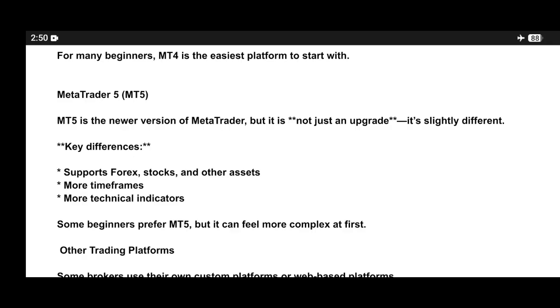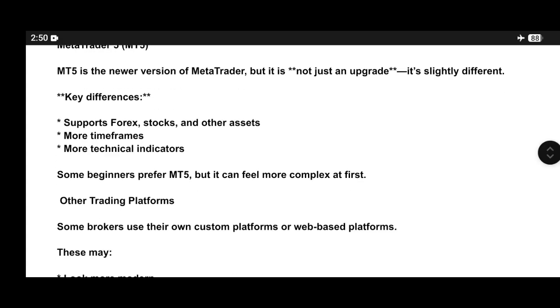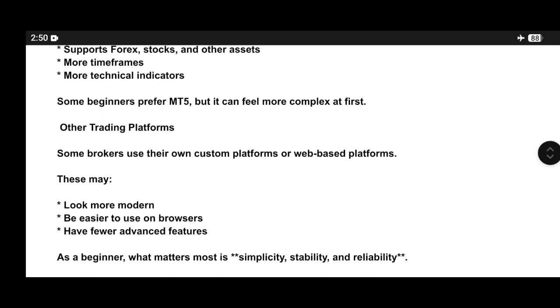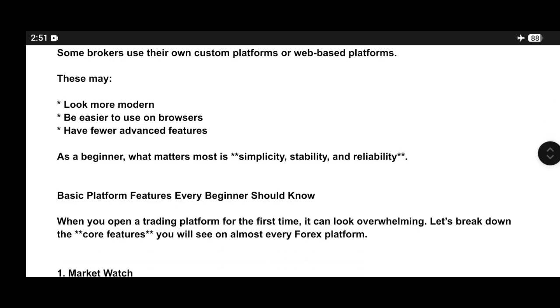Some beginners prefer MT5, but it can feel more complex at first. Other trading platforms: some brokers use their own custom platform or web-based platform. This may look more modern and be easier to use on a browser, but has fewer advanced features. As a beginner, what matters the most is simplicity, stability, and reliability. Are you getting me? Now let's talk about the basic platform features every beginner should know.